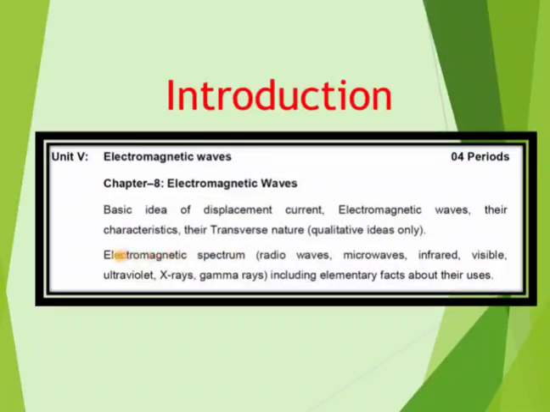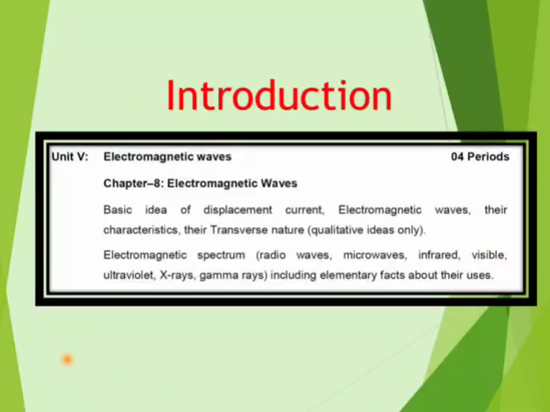In the second part, we will study about electromagnetic spectrum and about electromagnetic waves like radio waves, microwaves, infrared waves, visible rays, UV rays, X-rays, gamma rays, including their elementary effects and their uses and information about their source. So these are the things that are covered in our syllabus. We will study these things under different lectures.